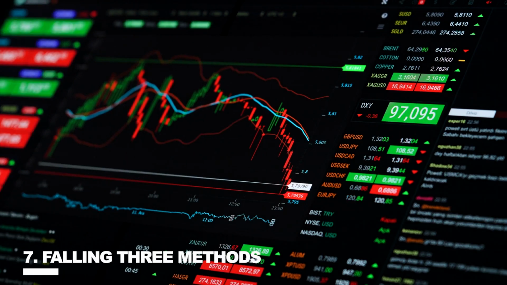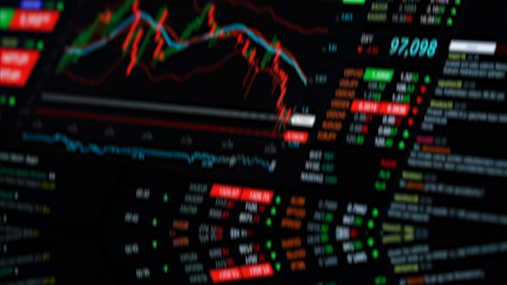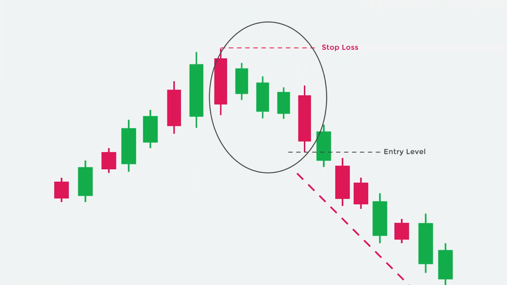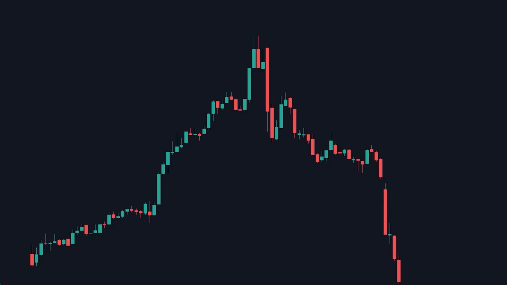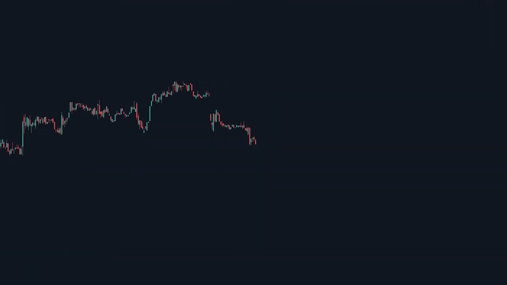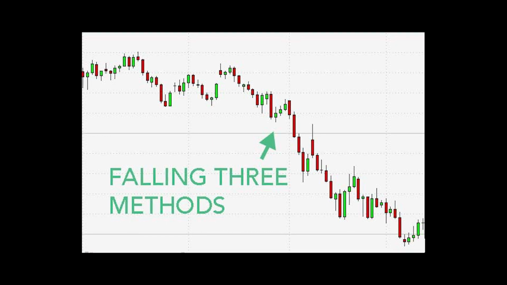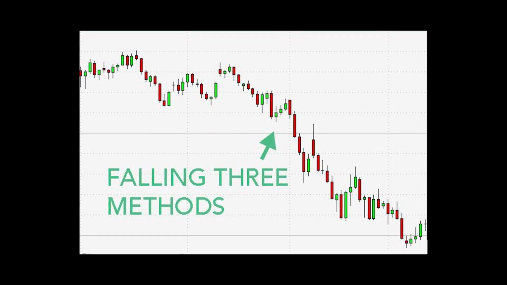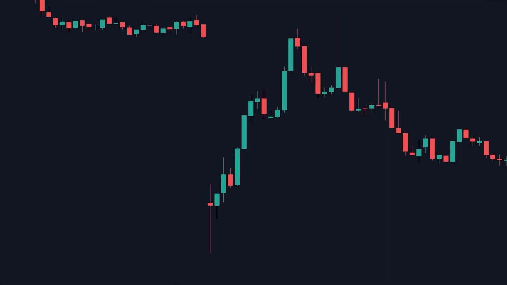Number 7. Falling 3 methods. 3-method formation patterns are used to predict the continuation of a current trend, be it bearish or bullish. The bearish pattern is called the falling 3 methods. It is formed of a long red body followed by 3 small green bodies and another red body. The green candles are all contained within the range of the bearish bodies. It shows traders that the bulls do not have enough strength to reverse the trend.